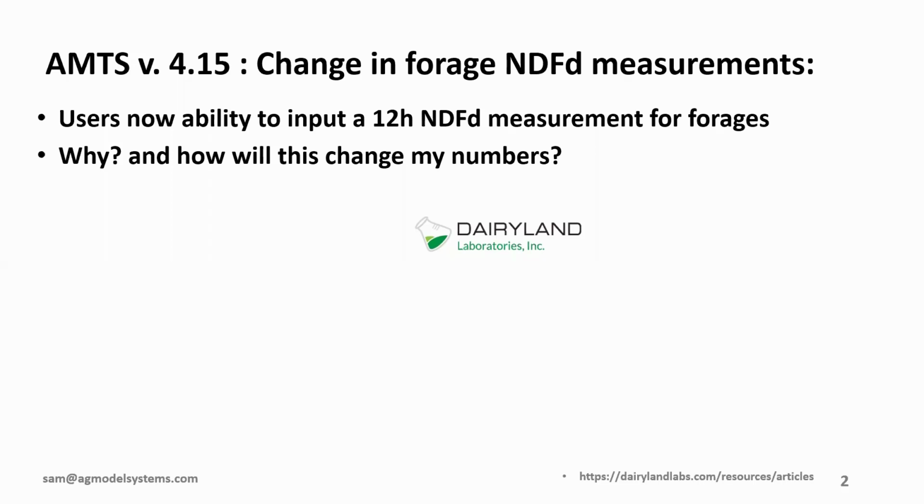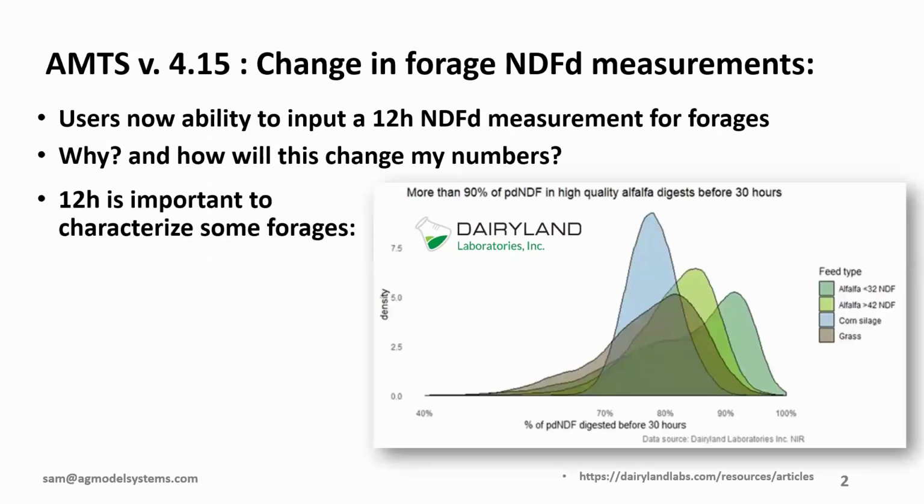The question, of course, is how and why do we have this, and how will it change my numbers when I'm predicting ME and MP allowable milk? So the 12-hour is probably important to characterize some of the forages we have typically on dairy farms. Here is some summary from Dairyland Data, basically taking alfalfa with low NDF, alfalfa with higher NDF, corn silage, and then grass forage. So you can see these 4 different types of forages.